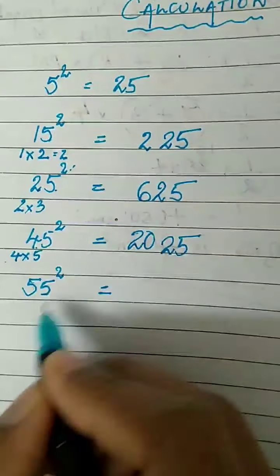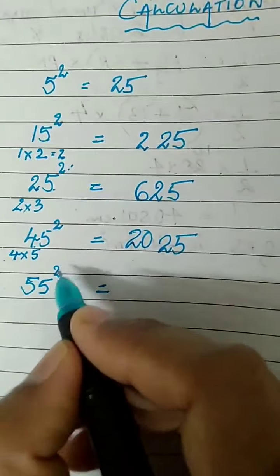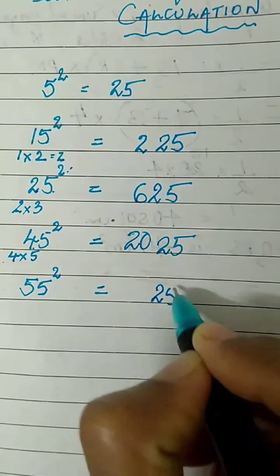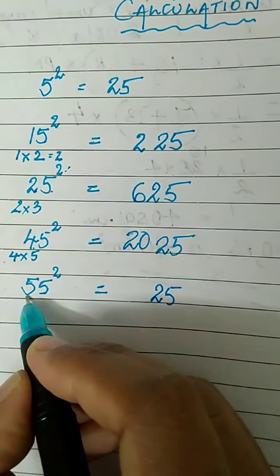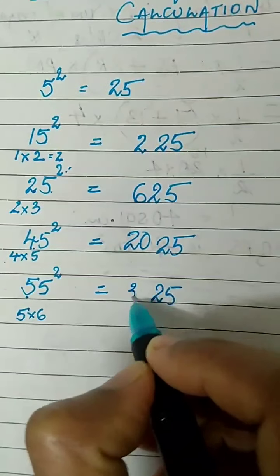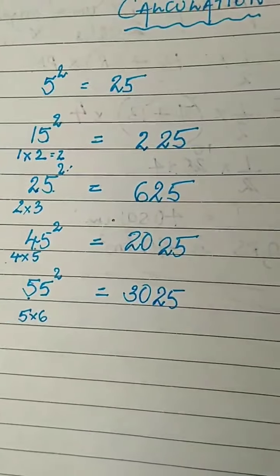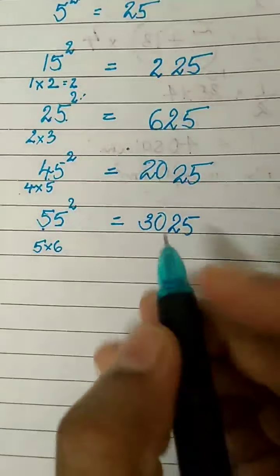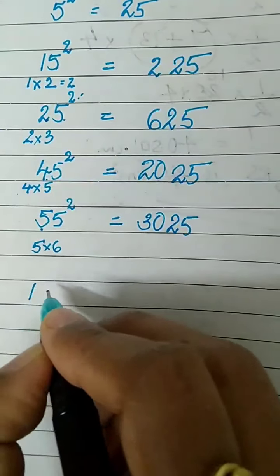55 square, similarly do. 5 square you will write 25. Leave space here. After 5, the next number is 6. And 5 into 6 is equal to 30. So we have the answer as 3025. Similarly, you can do this with any number.